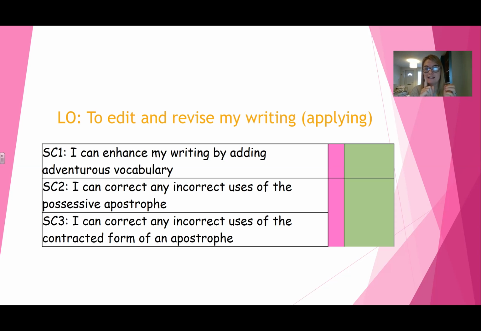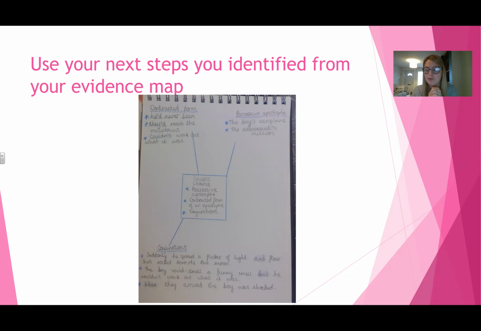So first thing that's going to help you is to get your evidence map out from yesterday. If you've got that in front of you, you will have identified where you used both of those apostrophes correctly. You will have identified where you used conjunctions correctly. And you will have written yourself a next step of the things that you need to remember for today. So make sure you pause the video now and get your evidence map in front of you, ready to edit and revise. Off you go and get that for me.